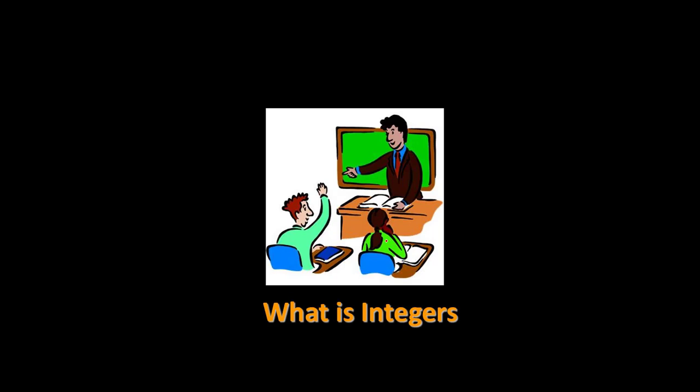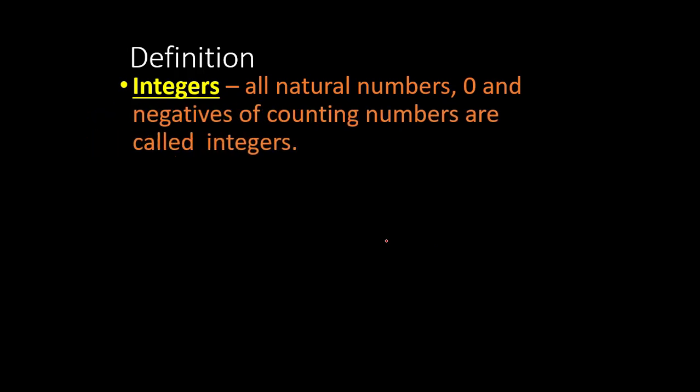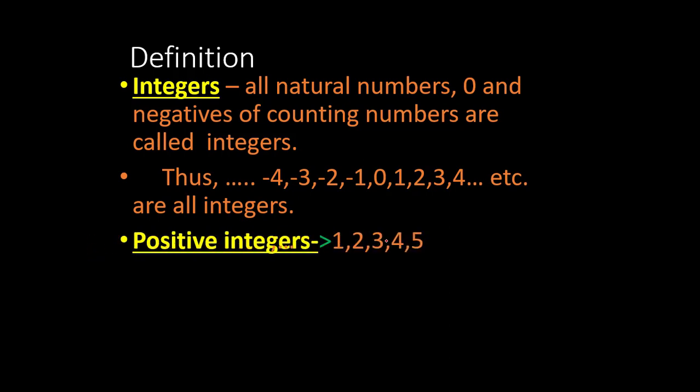Next, what are integers? All natural numbers, 0 and negatives of counting numbers are called integers. Thus, -4, -3, -2, -1, 0, 1, 2, 3, 4, etc. are called integers.